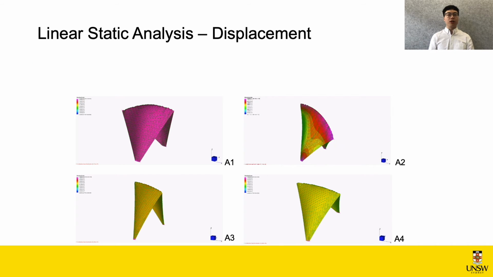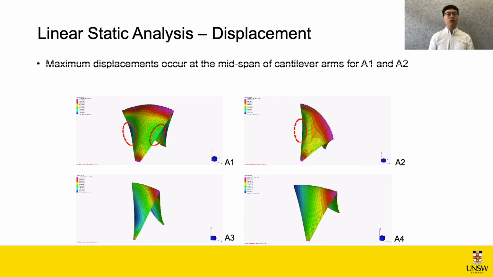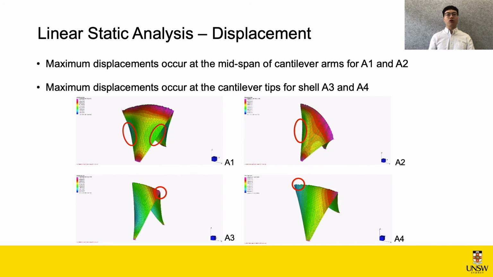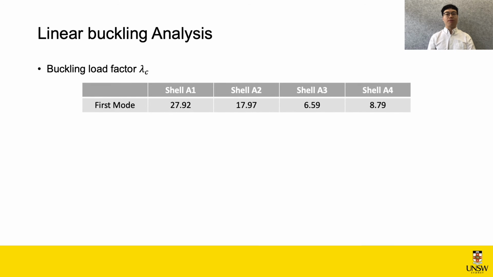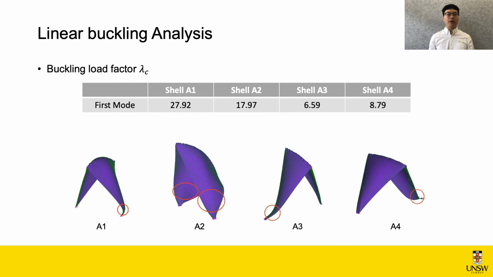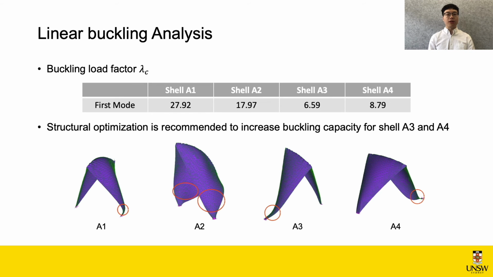And these four animations illustrate how displacement propagates under the most critical loading combination. For shells A1 and A2, the maximum displacement occurs at the midspan of the cantilever arms, while for shells A3 and A4, extreme values can be found at the cantilever tips. Then linear buckling analysis was conducted, and we found the buckling load factors for shells A3 and A4 are below 10. The weakest point under this test is the support areas as well. Therefore, adjustments should be made to increase the buckling capacity at these areas.